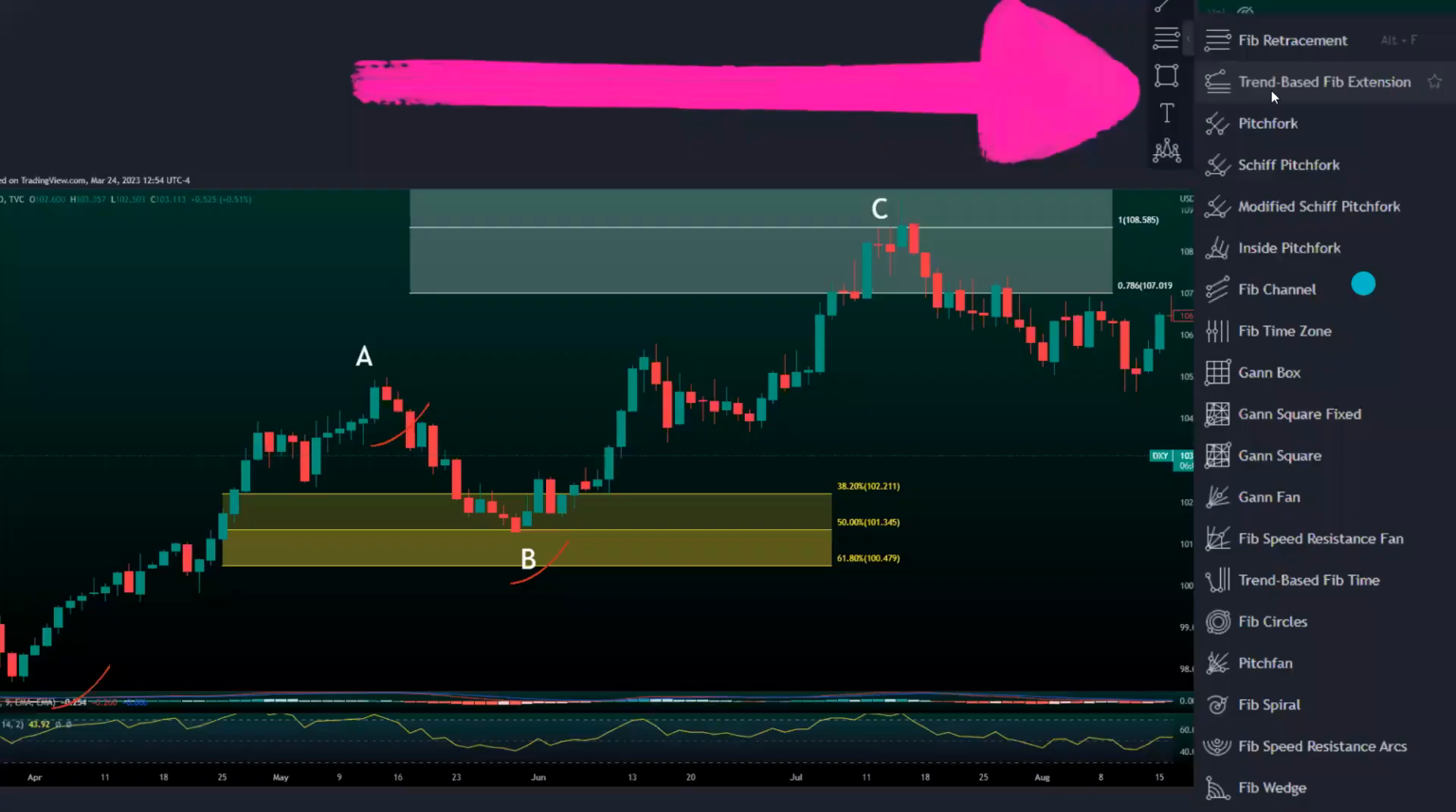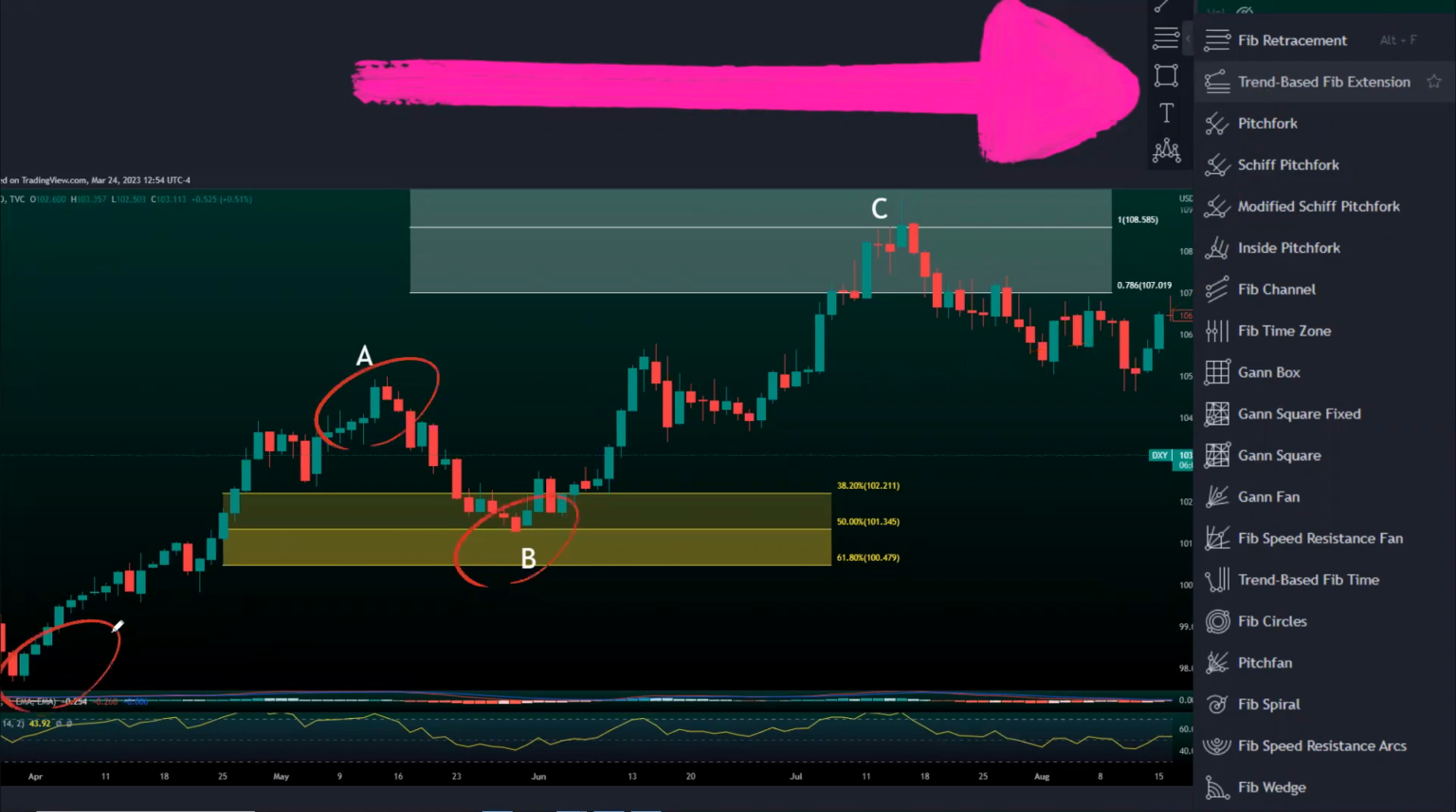Now, I mentioned how to get the bullish price targets. And so what you want to do is you want to actually go over here and hit the trend-based fib extension. Okay, so the Fibonacci extension tool is what you're going to use to get your bullish or bearish price targets. And so it works very similar to the Fibonacci retracement.